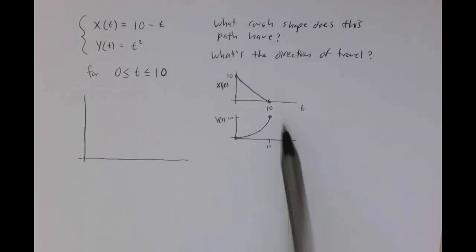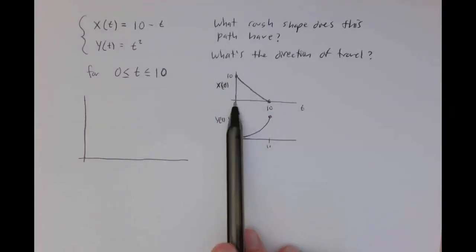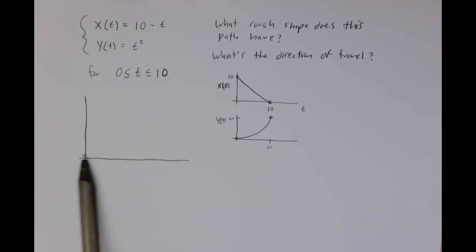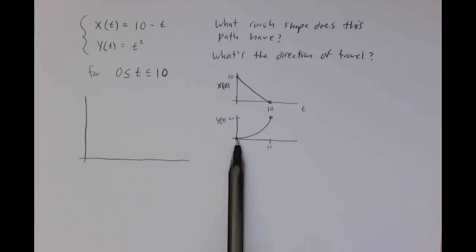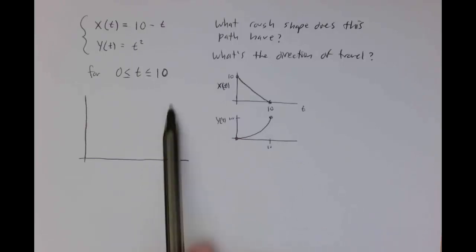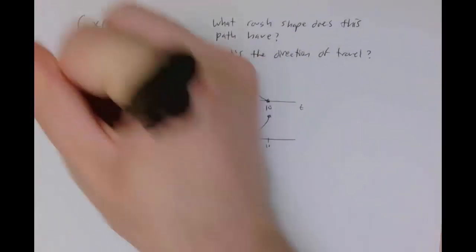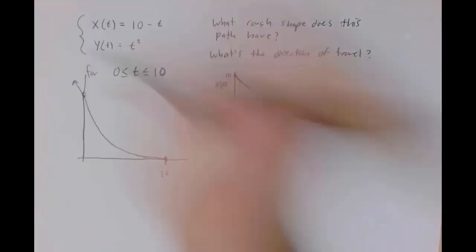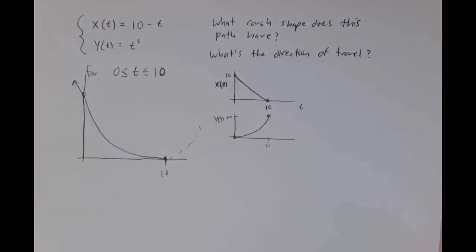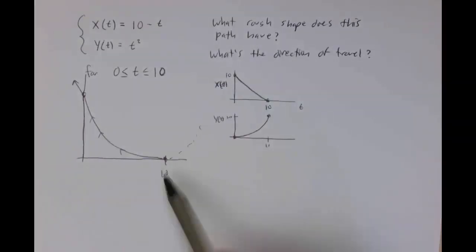So I've graphed x of t and y of t separately. I can see that my x-coordinate starts at 10 and decreases. So my pen is going to start at an x-coordinate of 10 and move continually that way. Meanwhile, the y-coordinate starts at 0 and goes up like a quadratic. So my y-coordinate will start here and go up at an increasing rate. So what that should end up looking like is something like this. It's half of a quadratic function. We didn't plot that part of it. And the direction of motion is from right to left and from down to up.